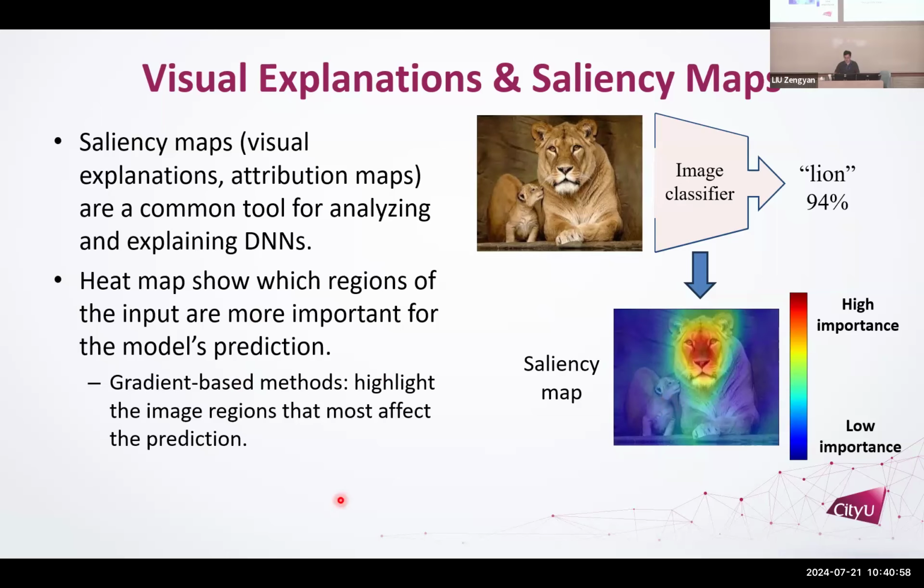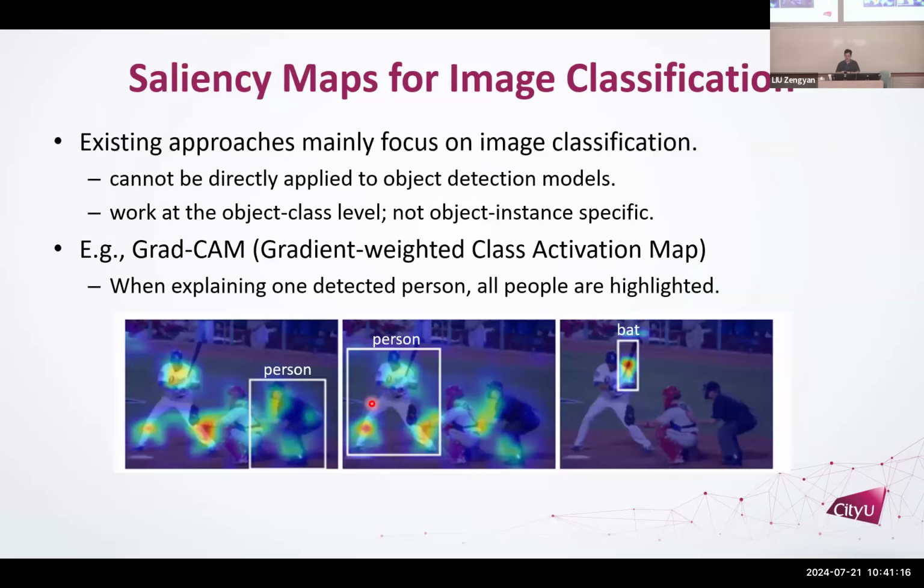Okay. So one way to do this is based on the gradients of the model. So we take a gradient of the lion class with respect to a feature map inside the model. Okay, and then we multiply it by the feature map, and then we get this saliency map. This is called GradCAM. Okay.